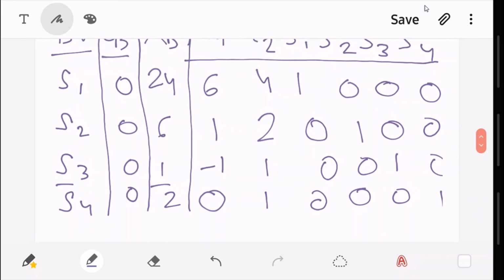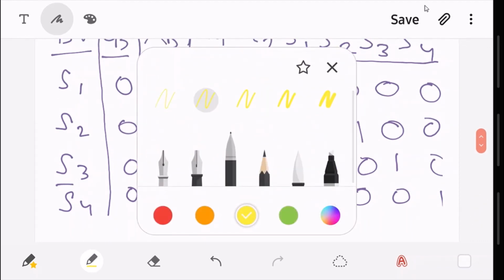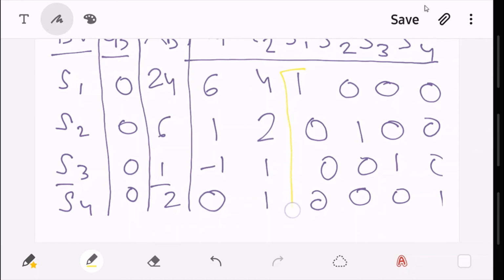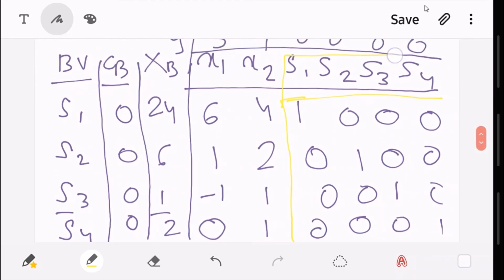We can see that this is an identity matrix, this part, the slack variable part, and if we find its inverse, then we will reach the solution part, and we shall use the Gauss-Jordan method to find the inverse.